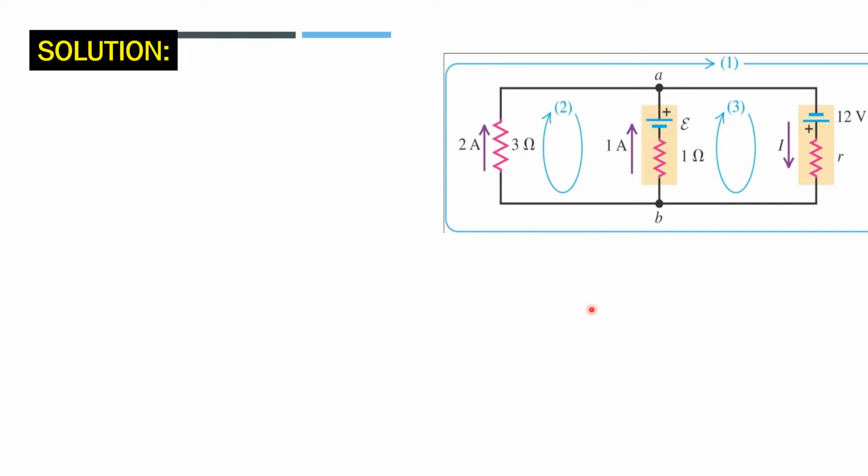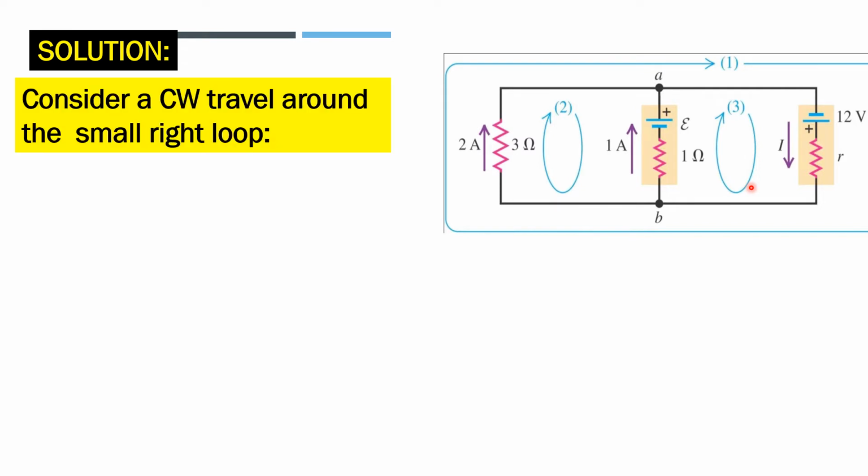Alright, so the first thing that we're going to do is to consider the rightmost loop, this particular loop, wherein our assumption as we go through the loop is to travel in a clockwise direction. As indicated here by the curved blue arrow, we will be moving around this loop in a clockwise manner. So that is the first step. Consider a clockwise travel around the small right loop.